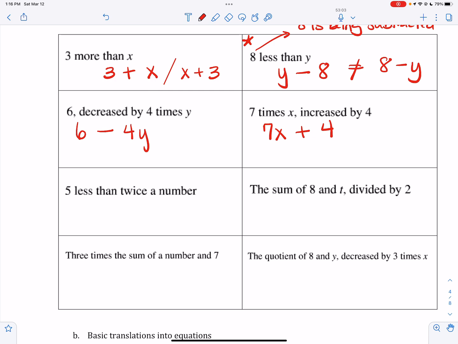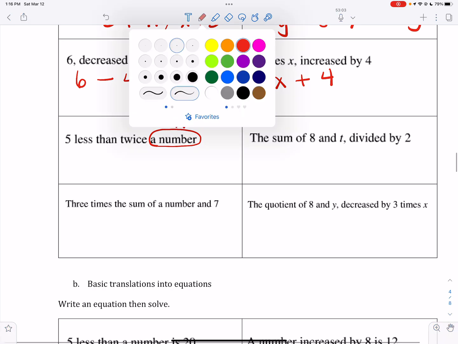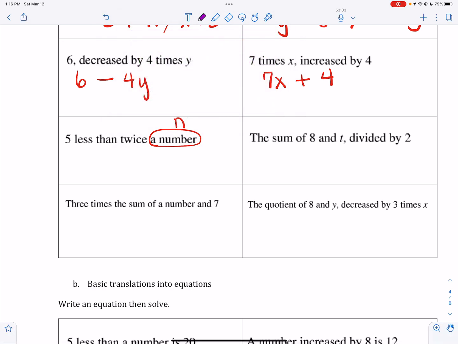Now, if they don't give you a variable, so here it says just a number, I'm going to use n for my number, okay? So when this says 5 less than twice a number, the 5 is being subtracted. So your answer will be 2n minus 5.